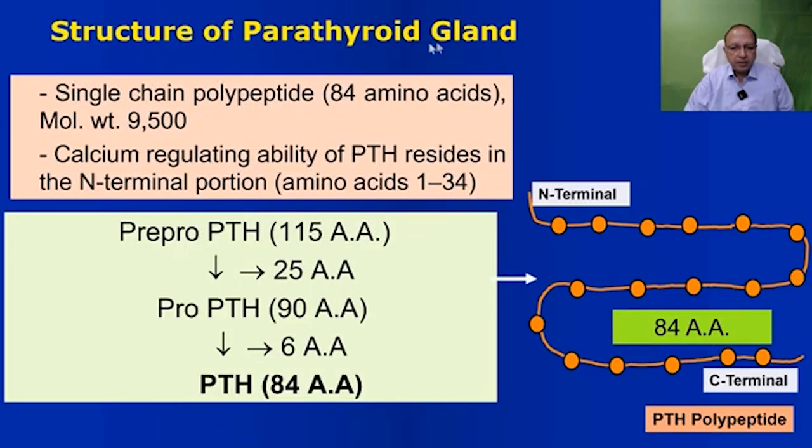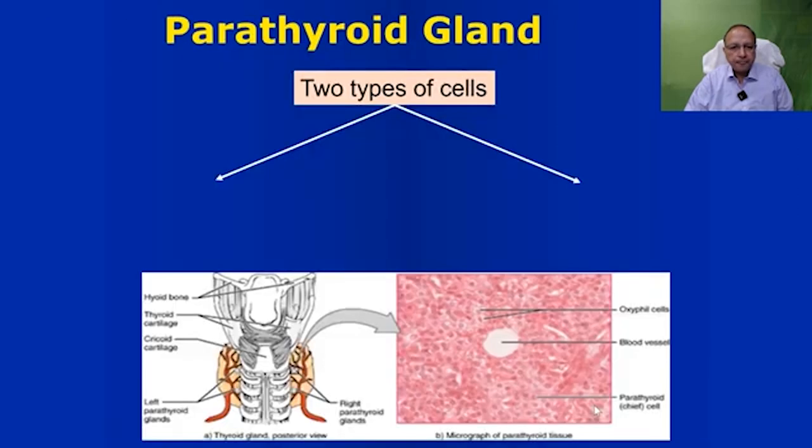Coming to the structure, there is a single chain polypeptide with calcium regulating ability, and it is synthesized as a pre-pro hormone like other protein polypeptide hormones. Pre-pro parathyroid hormone is converted to pro-parathyroid hormone, and that gets converted into parathyroid hormone that has 84 amino acids, which is the active form.